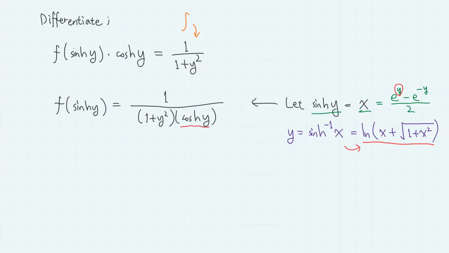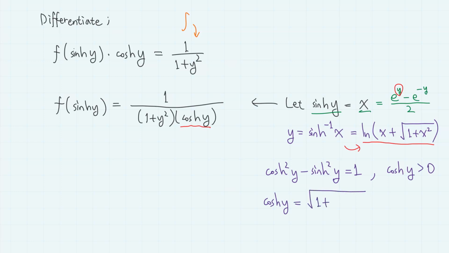Moreover, as for this hyperbolic cosine y, we use the famous hyperbolic relation: hyperbolic cosine squared y minus hyperbolic sine squared y equals 1. And we also use the fact that the hyperbolic cosine function is always positive, which gives hyperbolic cosine y equals positive square root of 1 plus hyperbolic sine squared y. Hence it is equal to square root of 1 plus x squared.